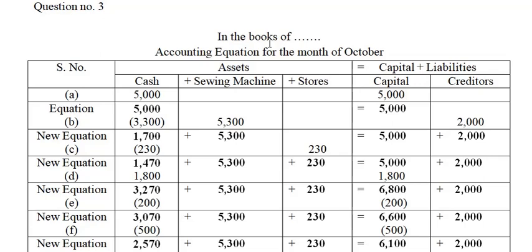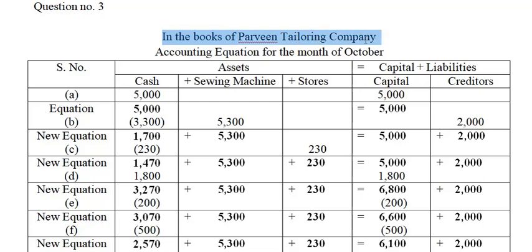But if the name is given, then you must write the name, and after that write what you are preparing, journal or ledger, whatever. So first you will write: In the books of Parveen Tailoring Company. This is question number 3, by the way. Then you write: accounting equation for the month of October.